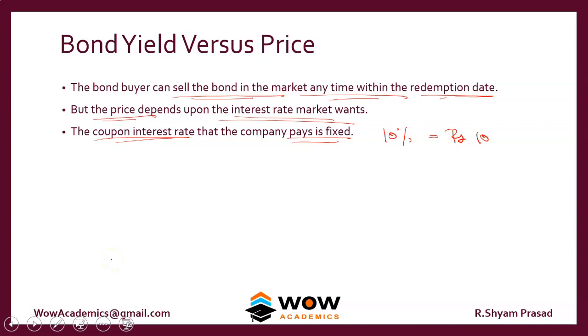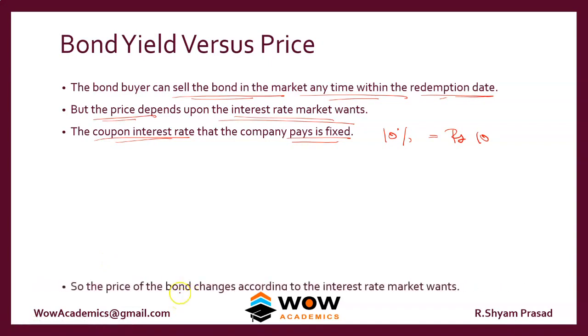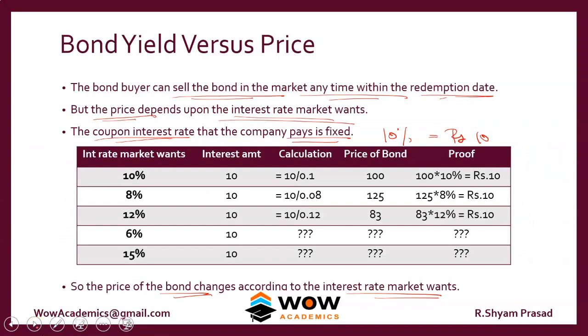But the market rate keeps fluctuating. So the price of the bond changes according to the market rate. For example, look at this picture. If the company has issued a 10% bond, the interest is 10. So the price of the bond is based upon 10 rupees interest divided by 10%. The price of the bond comes to 100. So that's how this calculation comes up.